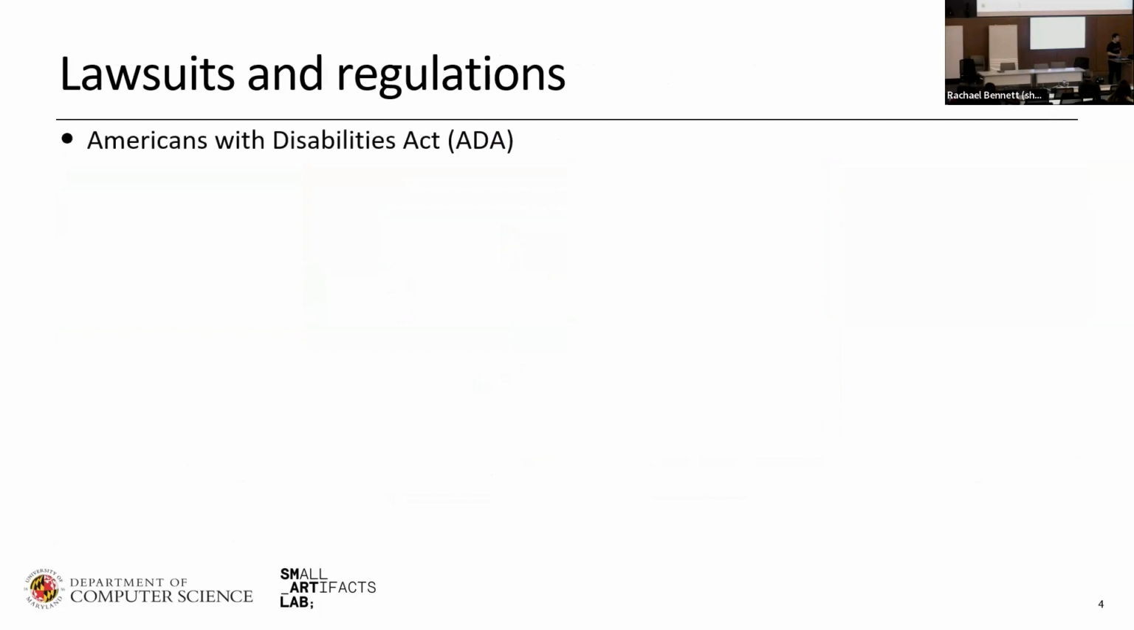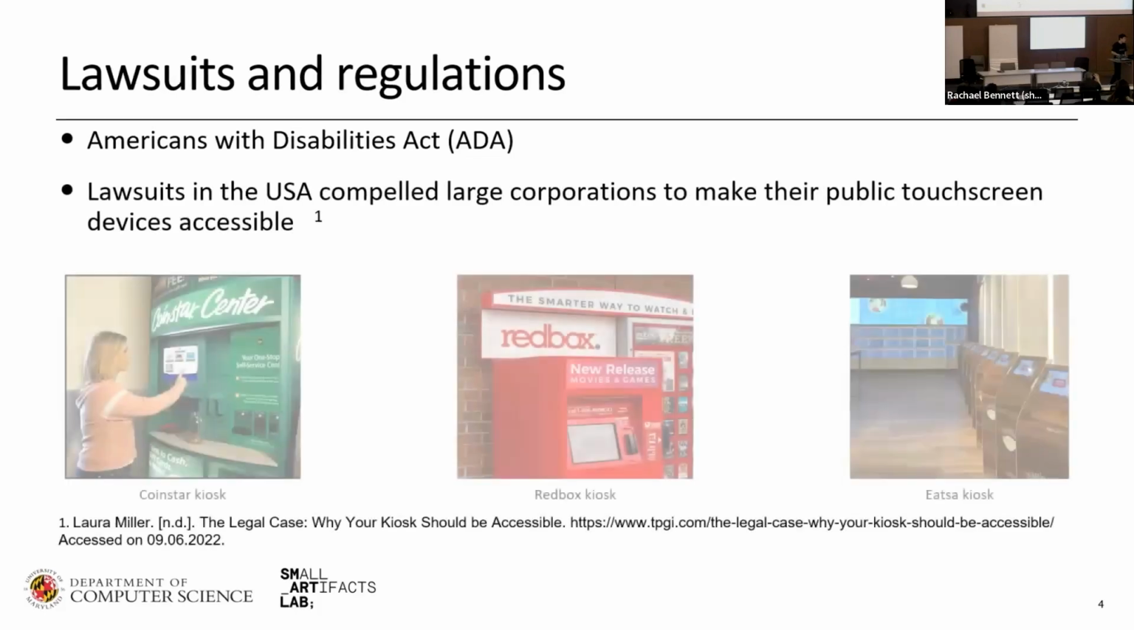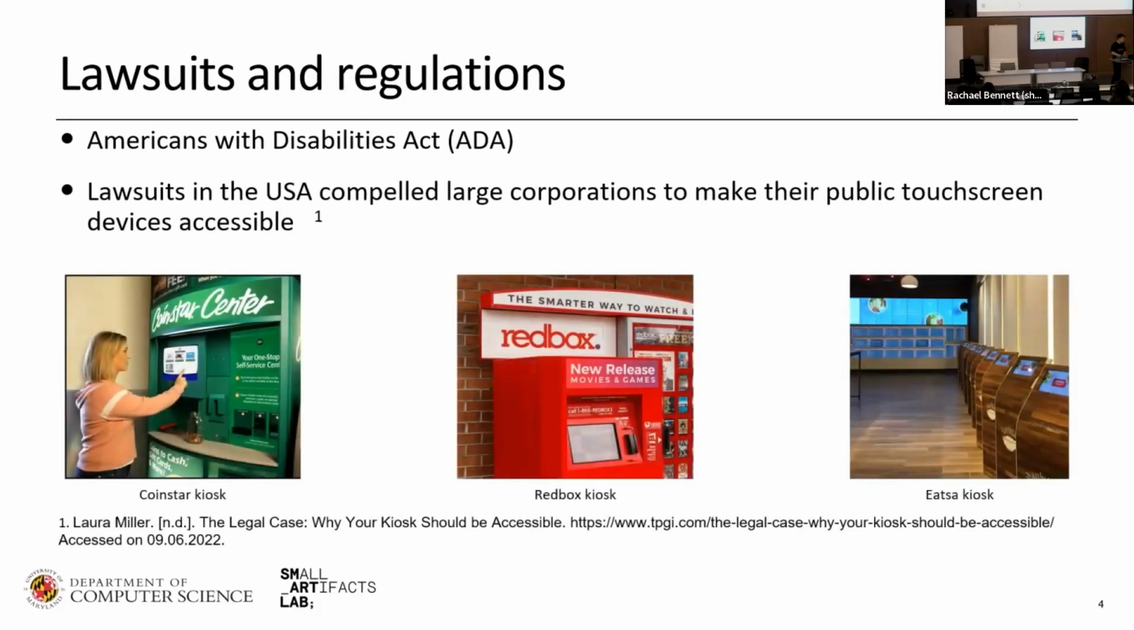In fact, this is a known issue. Current laws in the US, such as the Americans with Disabilities Act, require touchscreen devices in public spaces to be accessible to blind users. Several lawsuits in the US have also compelled large companies to make their public touchscreen devices accessible. Despite this effort, however, a large proportion of existing new kiosks with touchscreens, like the 4 I showed, are still inaccessible to blind people.